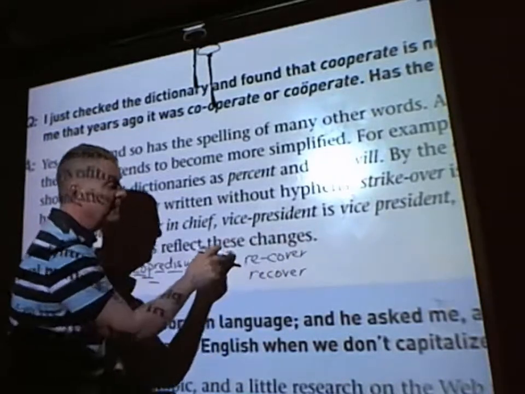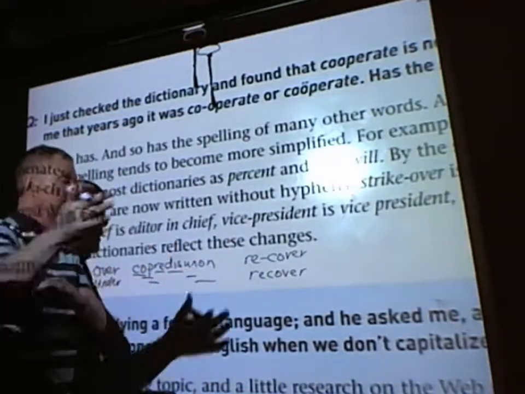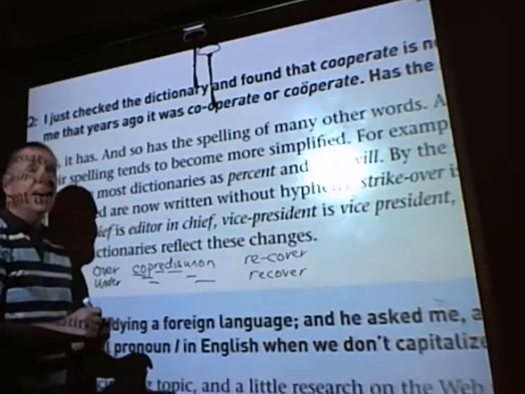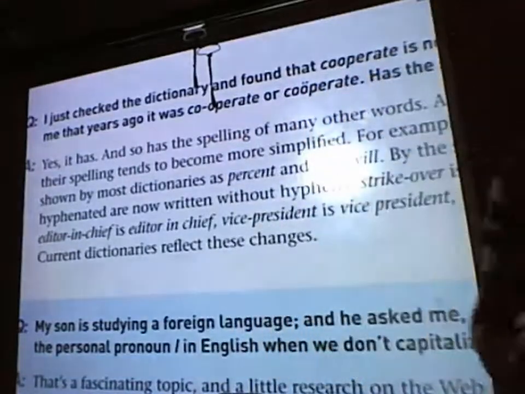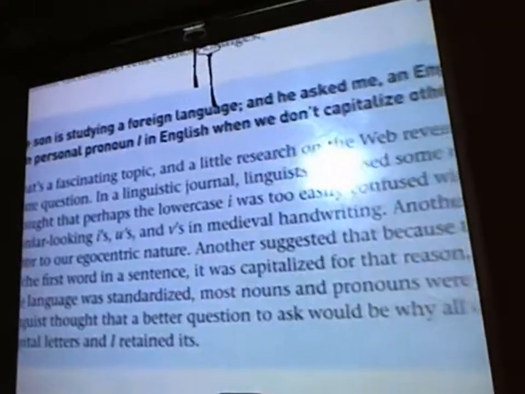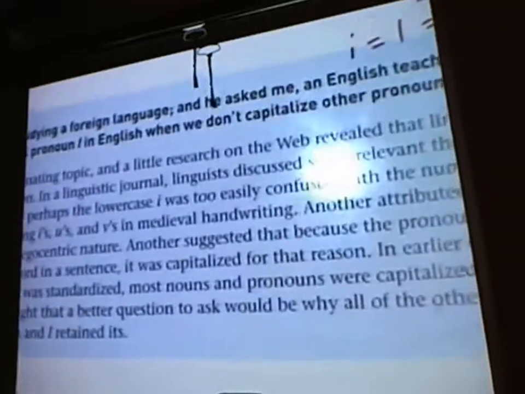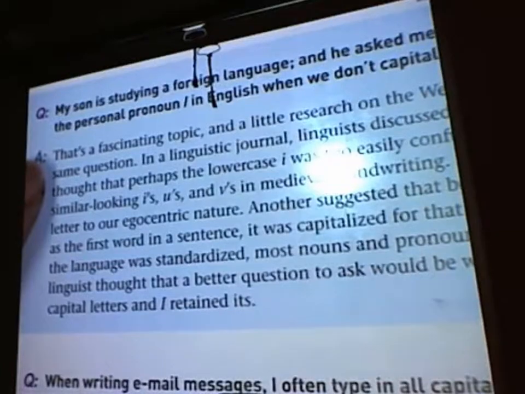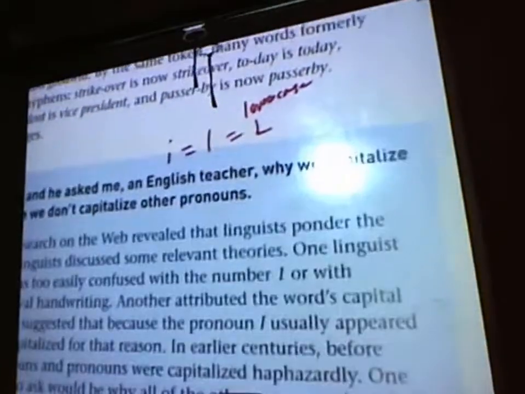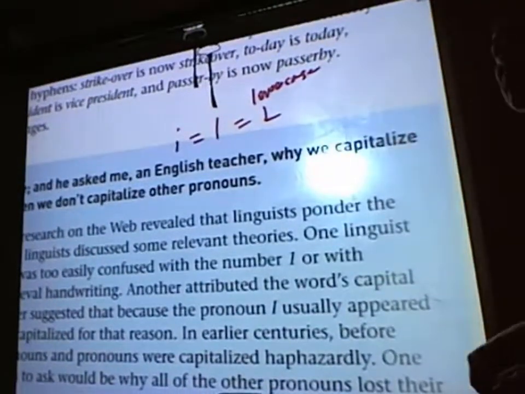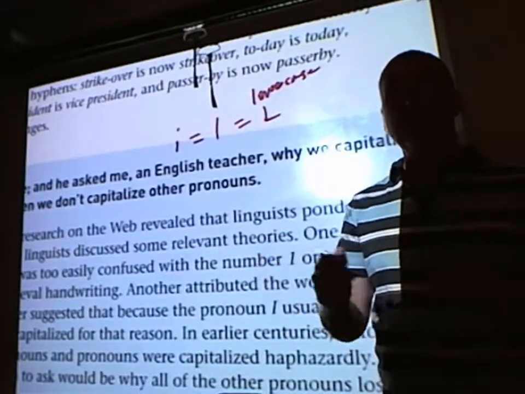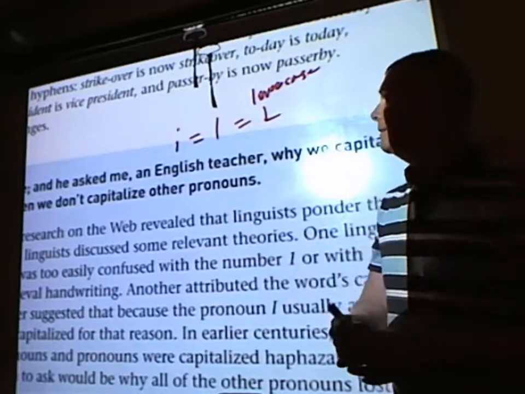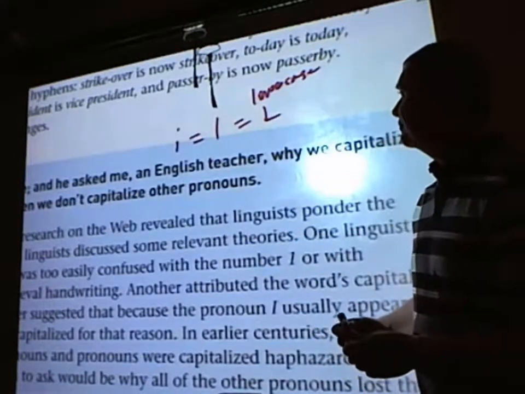My son is studying a foreign language, and he asked me, an English teacher, why we capitalize the personal pronoun I in English when we don't capitalize other pronouns. Well, that's a pretty good question. It goes back many years to typesetting, when the I could easily be mistaken for the letter L or the number 1 on a typewriter keyboard. So that's probably the reason why the word I is the only pronoun that is capitalized to this very day.